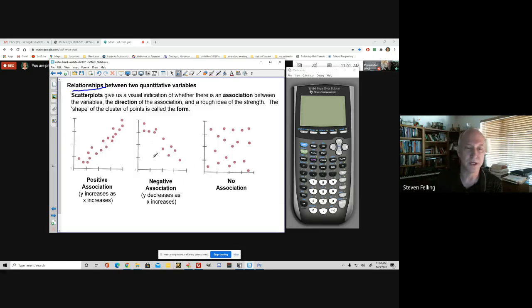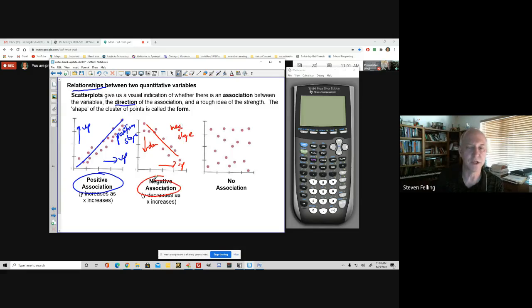One thing we can get is the direction of the association. In other words, if one variable goes up, does the other variable also go up? If that's true, and we see an upward slope, a positive slope here, then that means we have what's called a positive association, right? On the other hand, if when one variable goes up, the other variable has to go down, which means we have a negative slope, then we say we have a negative association.